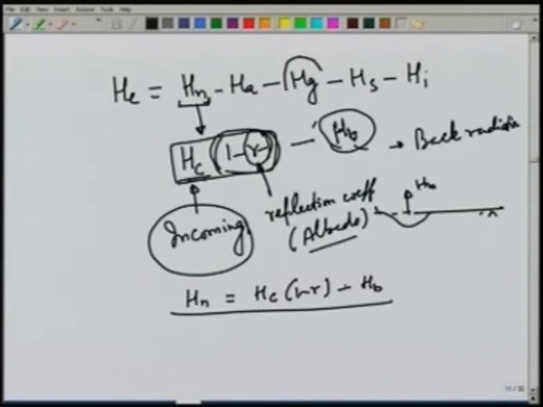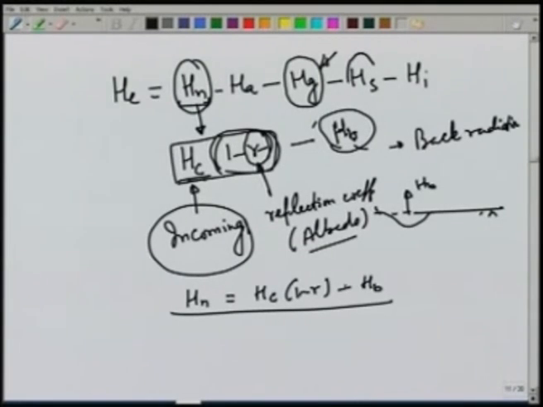Hg is the amount of heat which is transferred to the ground. So Hn is easy to obtain. Hg is the amount of heat which is transferred to the ground. Knowing the ground temperature and the water body temperature, this is also easy to obtain. Hs is the heat storage within the water body. Knowing the water body temperature and the change, we can obtain this also easily. Hi, heat advected out of the water body, is again, knowing the amount of water which is going out of the water body, we can estimate this also very easily. So other terms are easy to obtain except Ha.